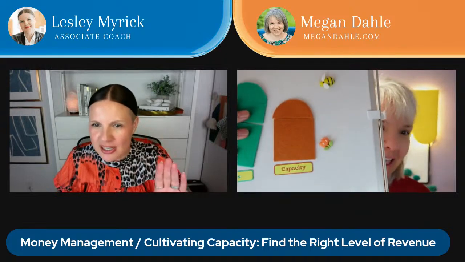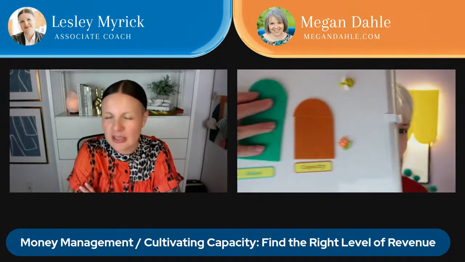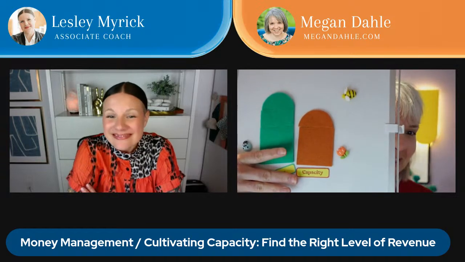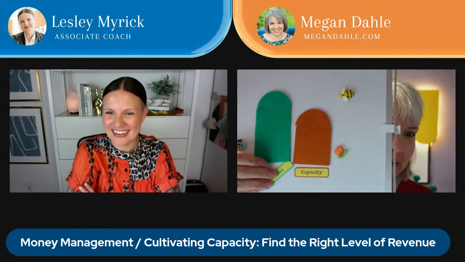If you can't read it because it is small, sales is green, capacity is in orange. Oh, there we go. We are experimenting with visual aids right now.